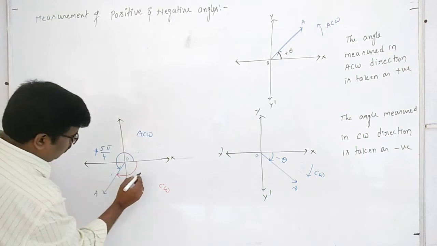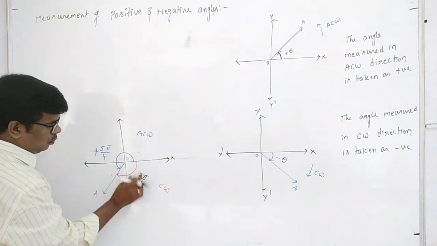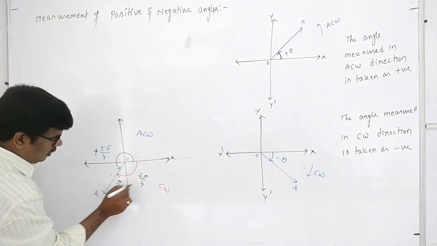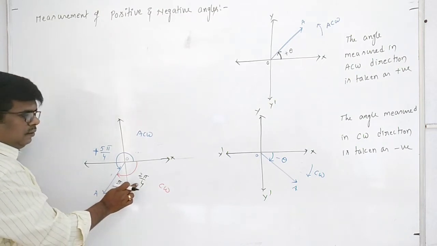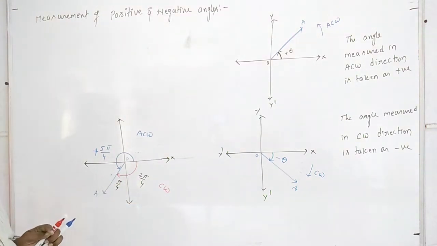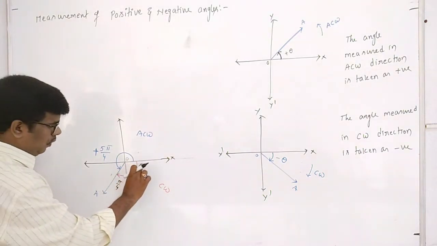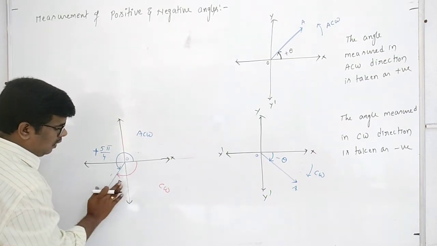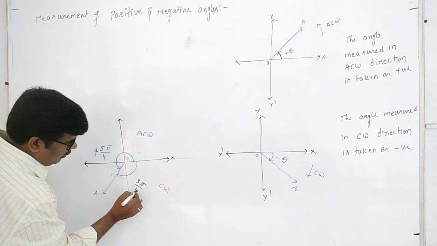Then it is 2 pi by 4. Okay, so there are two 45s here, and one more 45. Then how much is it? Two 45s plus one 45 is 135 degrees. So 3 into pi by 4, because each 45 is pi by 4 here. Two 45s plus one 45, so totally 135 degrees are there. So the angle is 3 pi by 4.